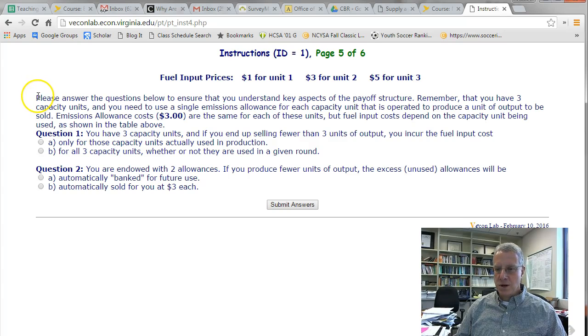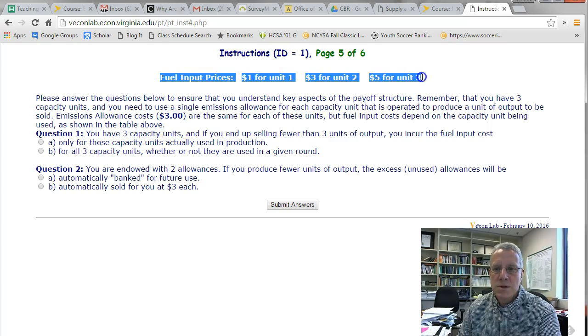So here's a little quiz to make sure that you understand the instructions. Please answer the questions below to ensure that you understand key aspects of the payoff structure. Remember that you have 3 capacity units, and you need to use a single emissions allowance for each capacity unit that is operated to produce a unit of output to be sold. Emissions allowance costs, $3, are the same for each of these units, but fuel input costs depend on the capacity unit being used, as shown in the table above, which is this single line table.